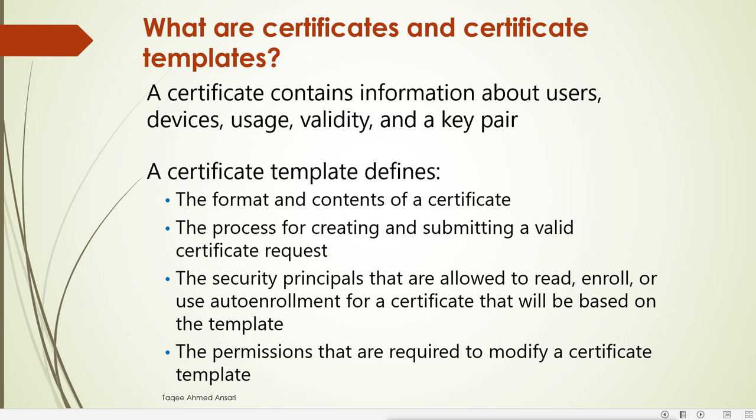Now we have lots of certificates. A certificate contains information about the user, device, usage, validity, and a key pair. So in a certificate, we have information about the device or users the certificate is given to. Then it has information about the usage, that means what this certificate is used for, and how long the certificate is going to be valid. And then with the certificate, it has a key pair of public and private keys, so that it can use the keys to encrypt the data, encrypt the network, encrypt the communication. So we have the certificate.